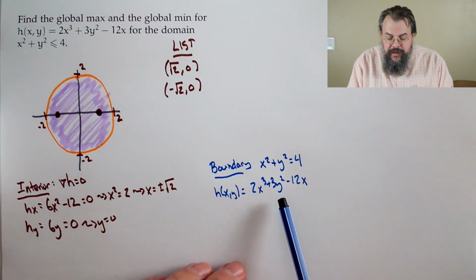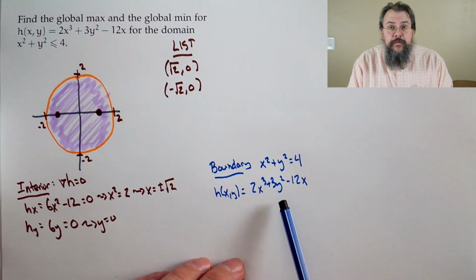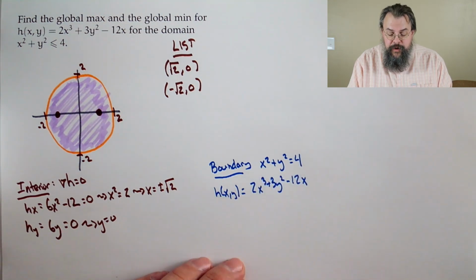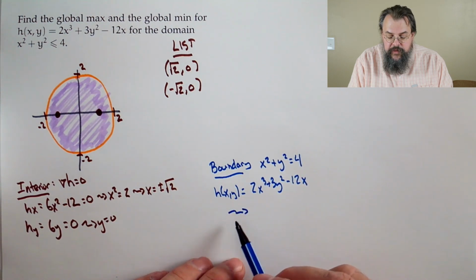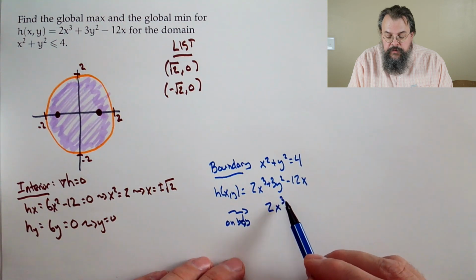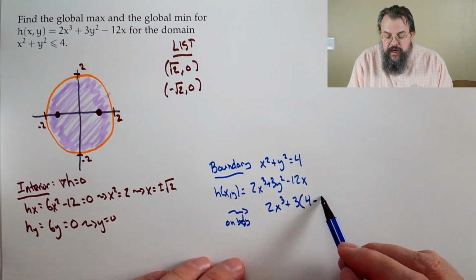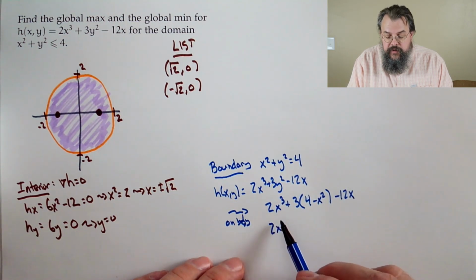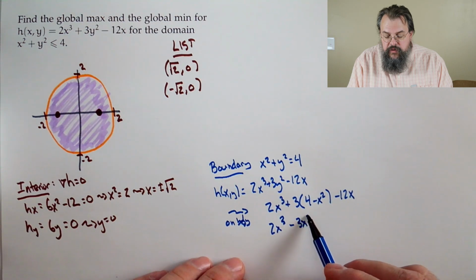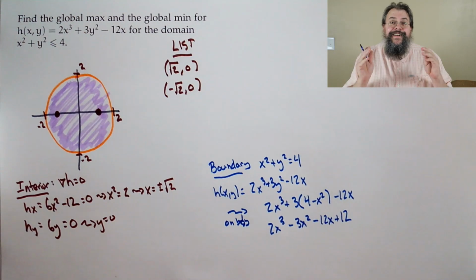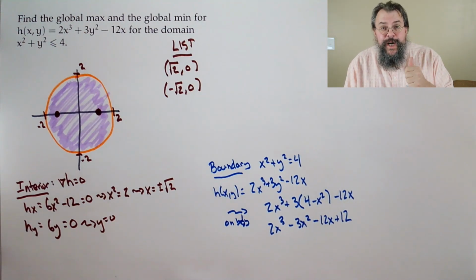Because what do you see? There's only one y, and it happens to be a y squared. So I can replace y squared by 4 minus x squared. So we have that on the boundary, this becomes 2x cubed plus 3 times 4 minus x squared minus 12x, or 2x cubed minus 3x squared minus 12x plus 12. Now we have it down to one variable.